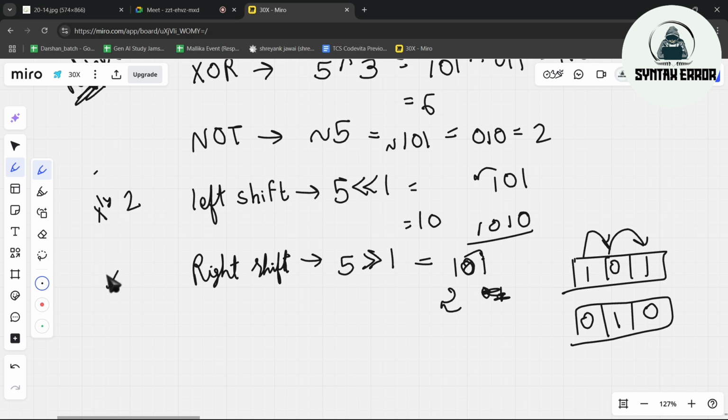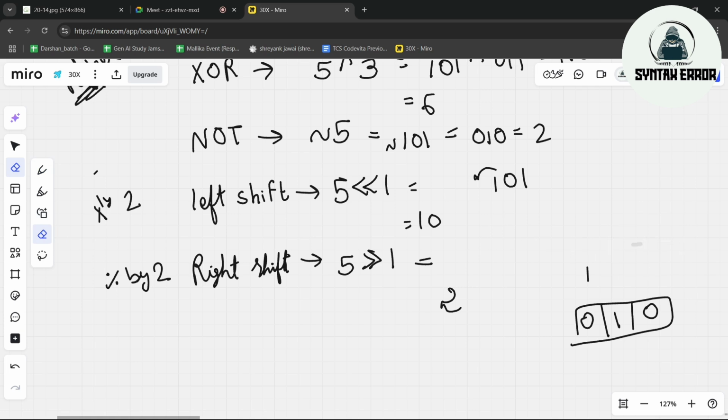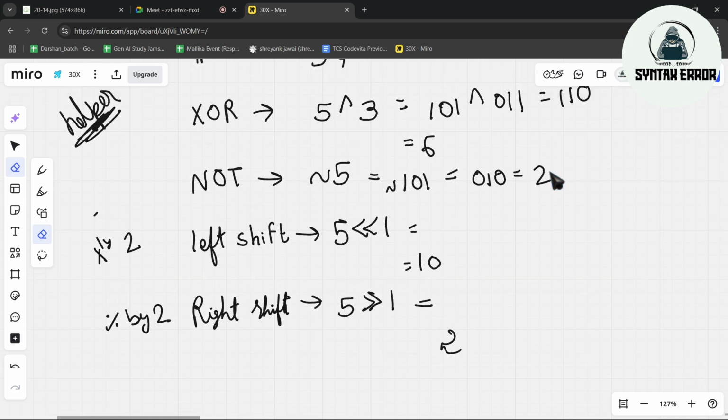So basically divide by 2. Right shift by 1 is considered as divided by 2. Left shift by 1 is considered as multiply by 2. This is like a shortcut. I think you guys understood it. If you have any doubt, you can ask at any time. These are a few operators which we'll be often using in our bit manipulation.